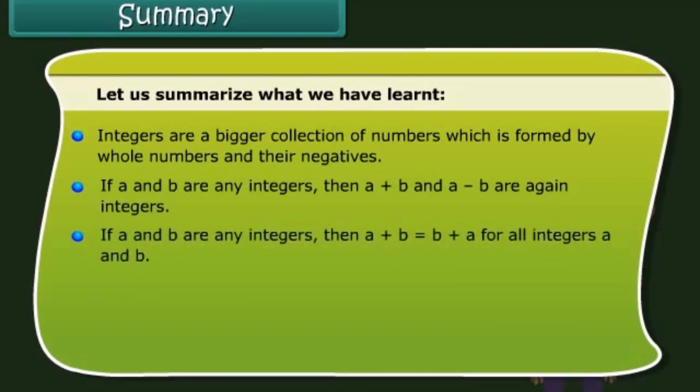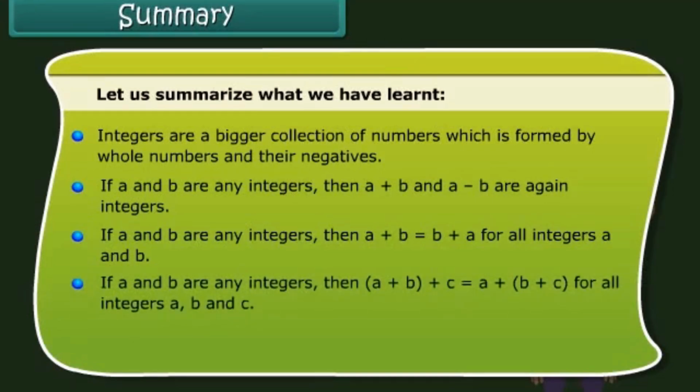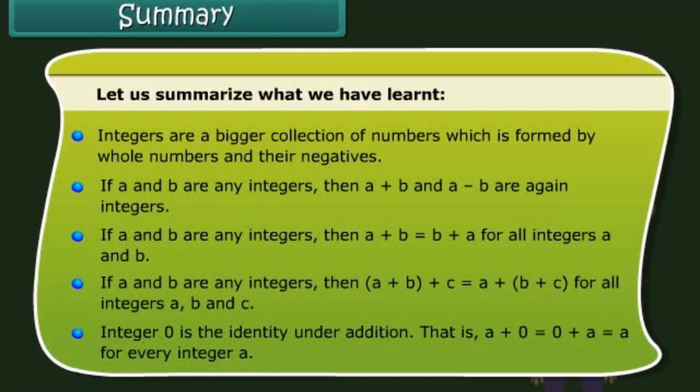If a and b are any integers, then a plus b is equal to b plus a for all integers a and b. If a, b, and c are any integers, then a plus (b plus c) is equal to (a plus b) plus c for all integers a, b, and c. Integer 0 is the identity under addition. That is, a plus 0 is equal to 0 plus a, which equals a for any integer a.